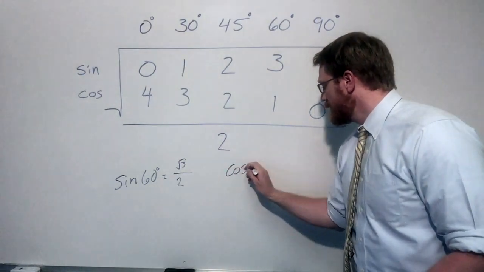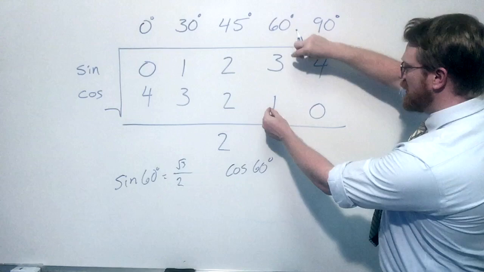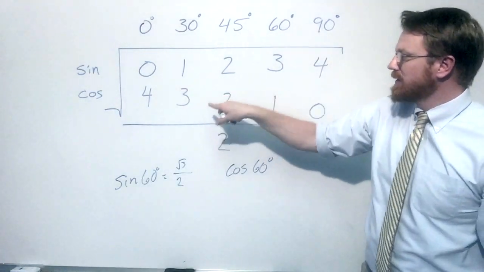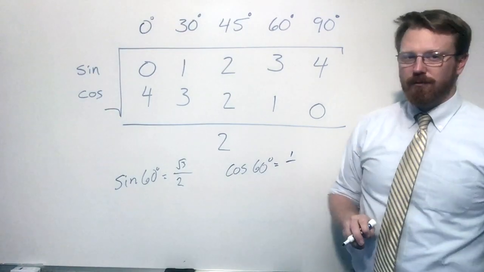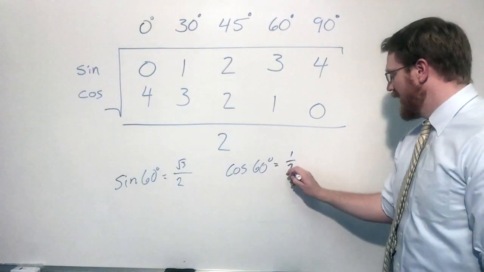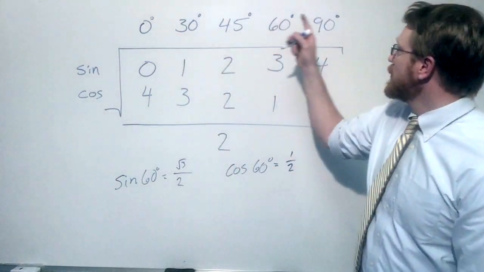Cosine of 60. Go to cosine row and 60 column, and that lands on 1. Now the square root of 1 is still 1. So I can just simplify it as 1 over 2. Yeah, cosine of 60 is a half. Yeah, I was right. Further, it gets these kind of quadrantal angles too.